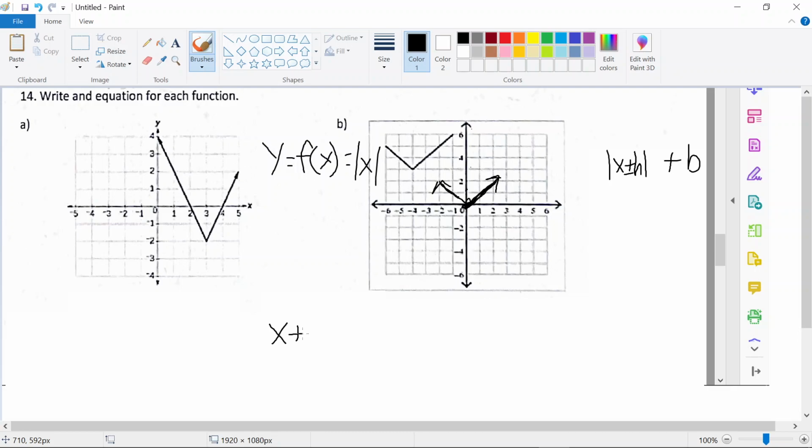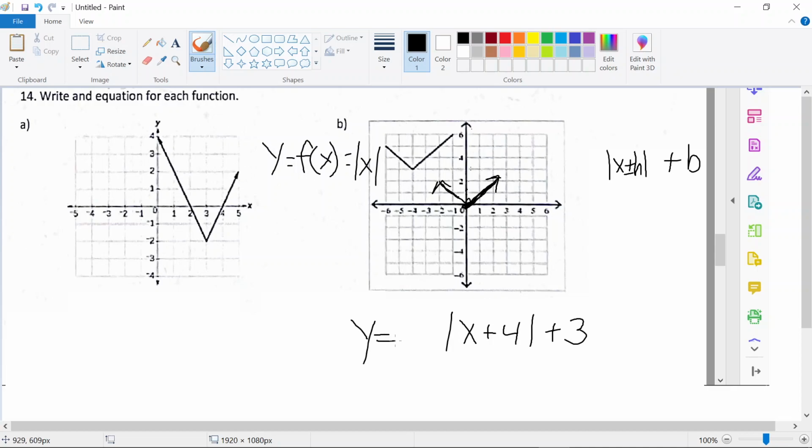Oh, I'm doing this one. I should have done this one first, but I'll do this one first. This is going to be x, and it shifted 4 to the left, so that's plus 4. Left shift is plus, and that goes inside the absolute values. And then it shifted 1, 2, 3 up, plus 3.